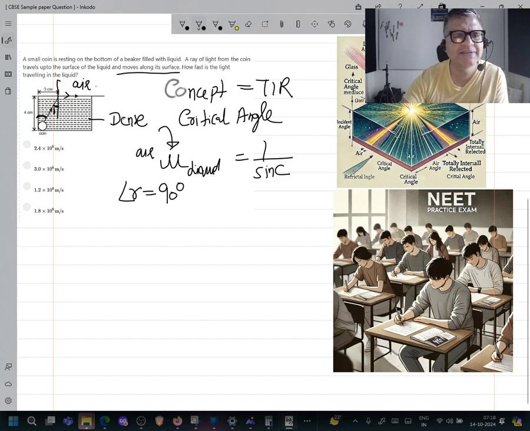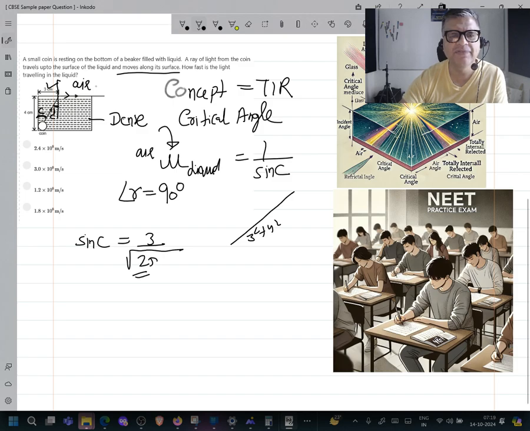So if I say this angle is also C, then sine of C, look into the triangle. This is my perpendicular, and the hypotenuse, which is the ray, is going to be the square root of 3 squared plus 4 squared. So sine C is going to be 3 by the square root of 25, which is 3 by 5. That's my sine of the critical angle.